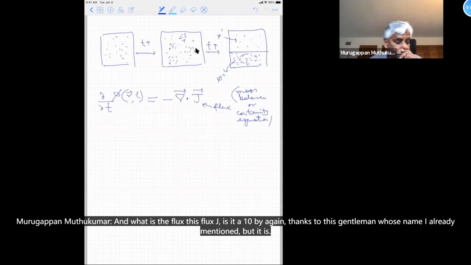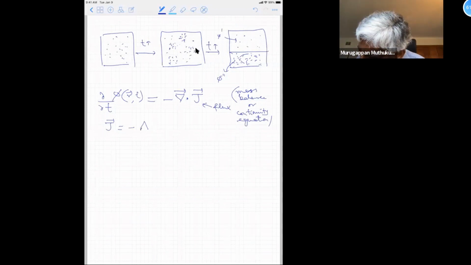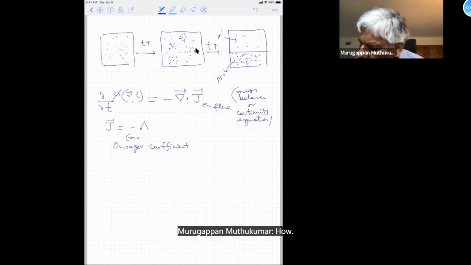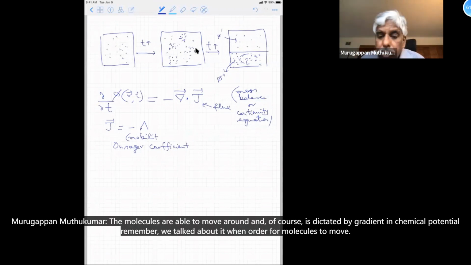And what is a flux? This flux, J, is written by, again, thanks to this gentleman, whose name I already mentioned. This is called the Onsager coefficient. The meaning of this lambda, I'll write other terms. The meaning of lambda is mobility, how the molecules are able to move around. And of course, it's dictated by the gradient in chemical potential.